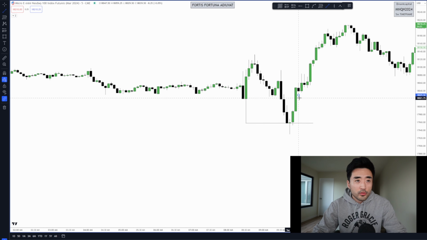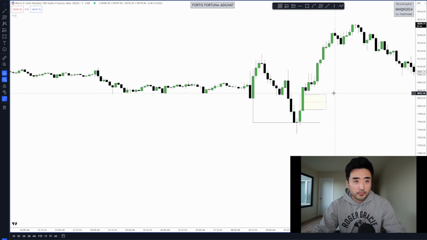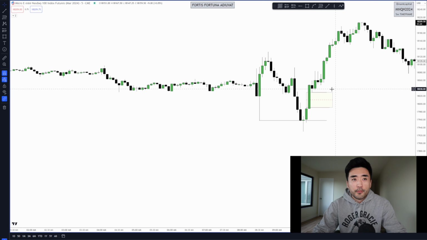So you want to essentially mark out the first candle's highest point, highest price, and the third candle's lowest price traded. This becomes what is known as a fair value gap. Now, why is this important? Fair value gaps are important because they are voids of liquidity and they need to be rebalanced.